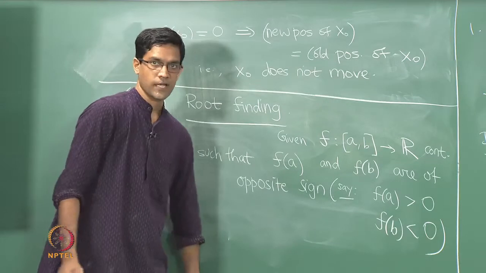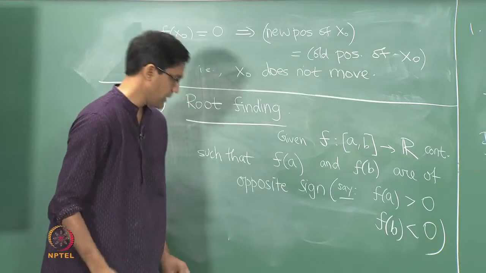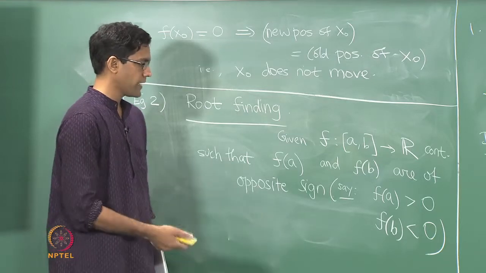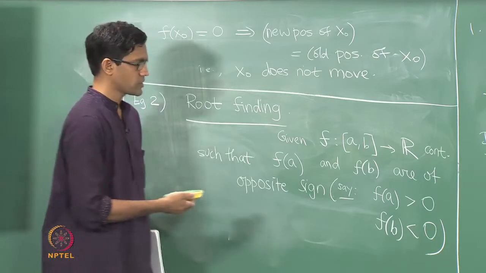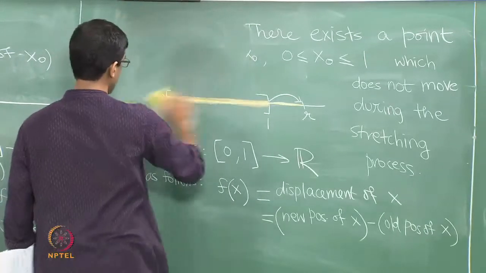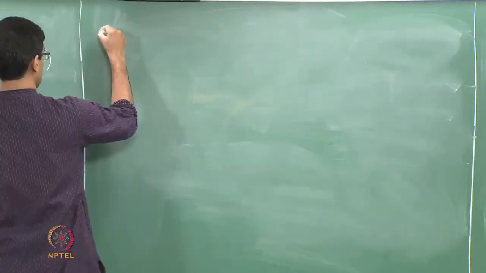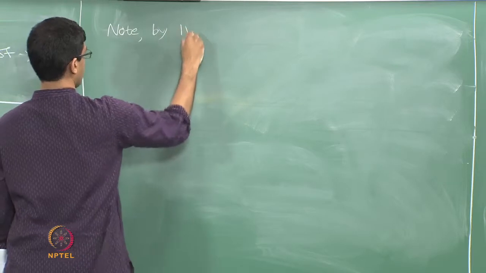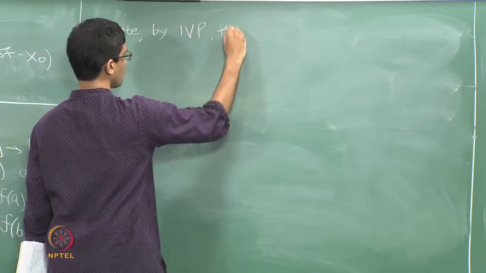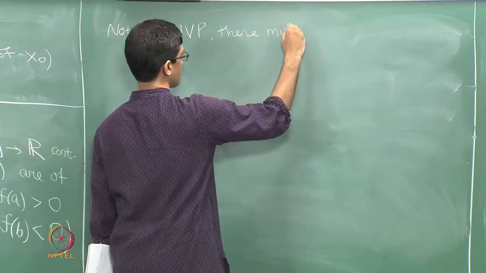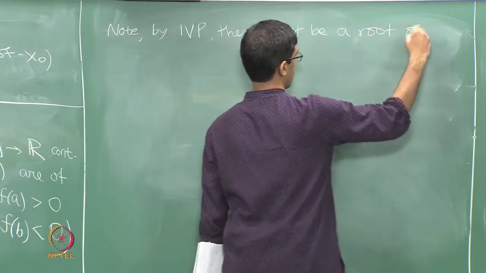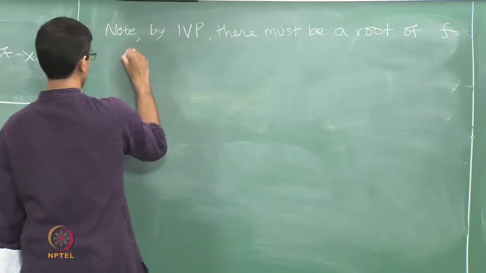Okay. If this is the case, then observe firstly by the intermediate value property we know that there must be a value of x between a and b at which the function takes the value 0. And observe this is more or less like what we encountered in our first example. Note, by intermediate value property there must be a root of the function f in the interval ab.